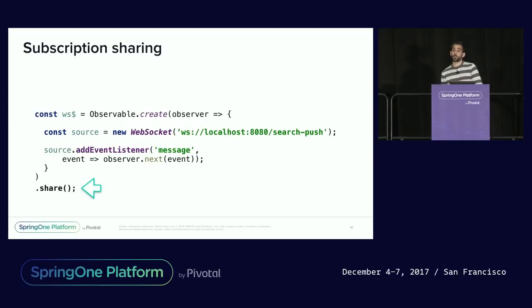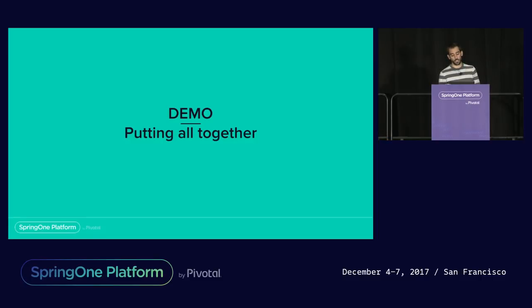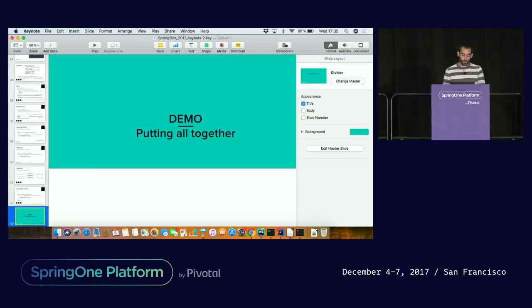So we have a new operator called share. Now all the subscribers that subscribe to this observable will share the same subscription, and this will be completed or canceled when all of the subscribers go away. So really useful for WebSockets and also for server-sent events. All right, so that was a really quick introduction to RxJS and the Angular support. What I would like to do now is take everything that we have seen and put it into a demo, so we're going to put the pieces together.